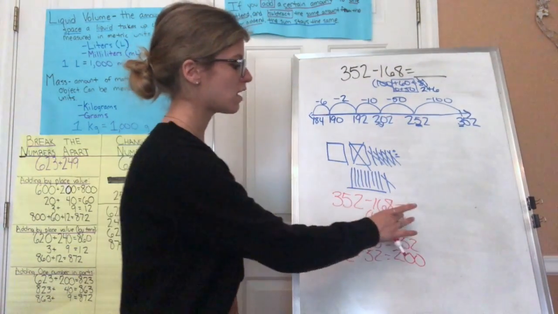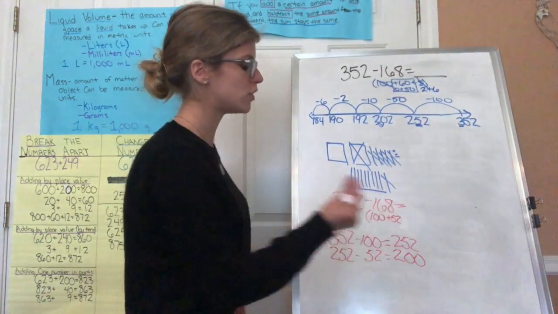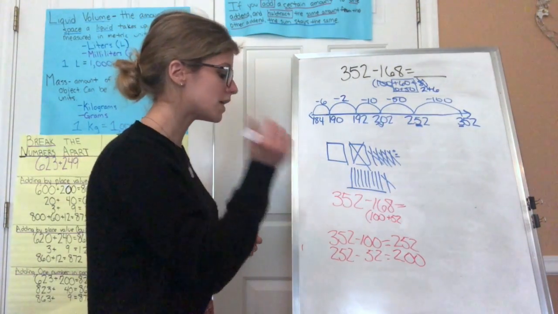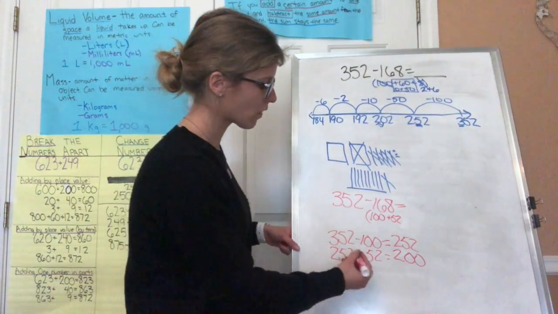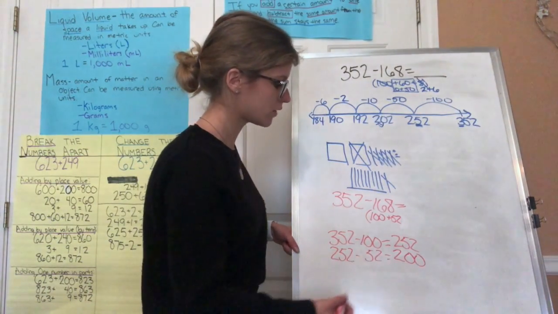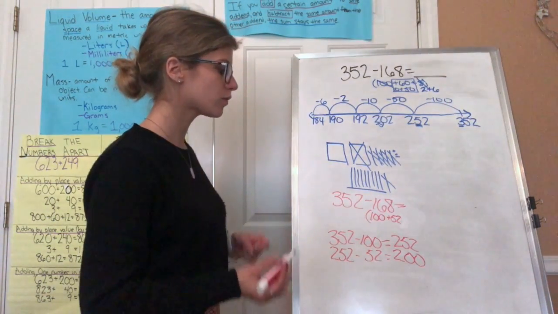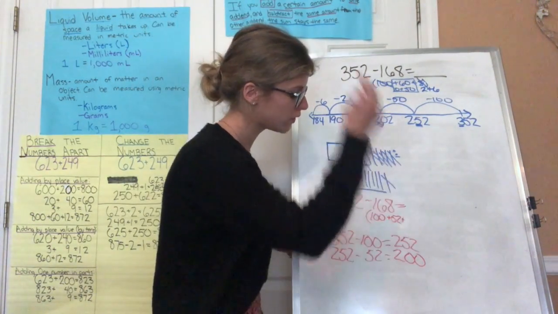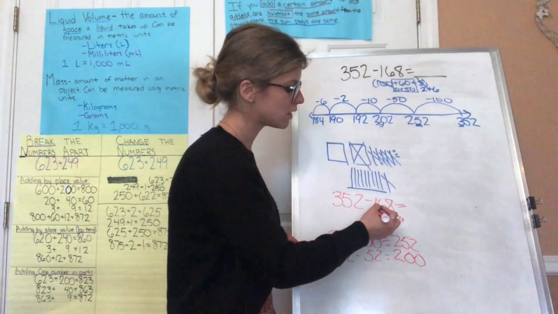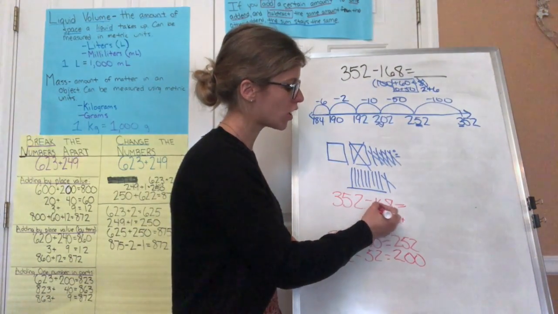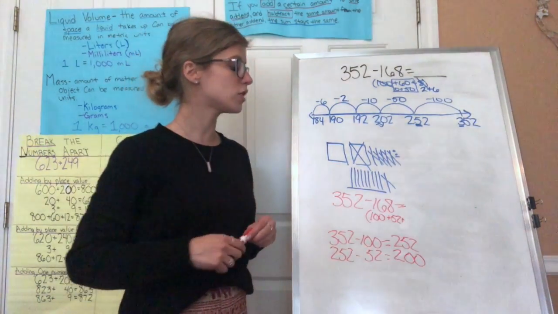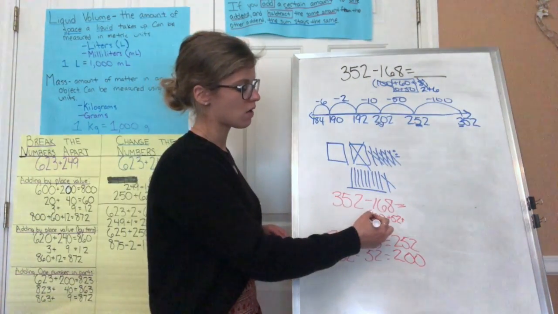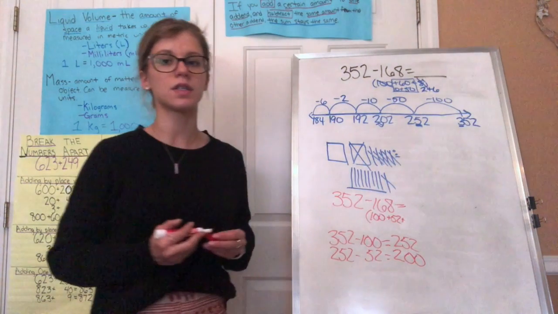So I didn't take away just tens or just ones. I didn't break it up by place value. Instead, I broke it up by finding a friendly number. So 252 minus 52 is equal to 200. Now I need to be thinking about, if I have 100 plus 52, how much more do I need to figure out 168? Pause me and think about how much more I need to subtract in order to make sure that what I'm taking away is equal to 168.